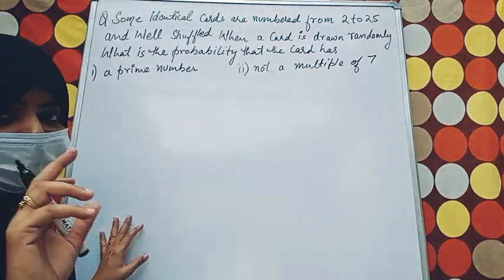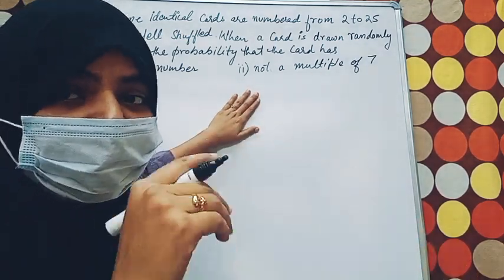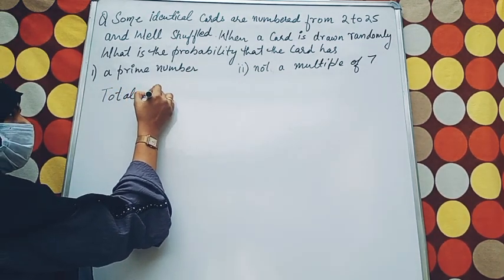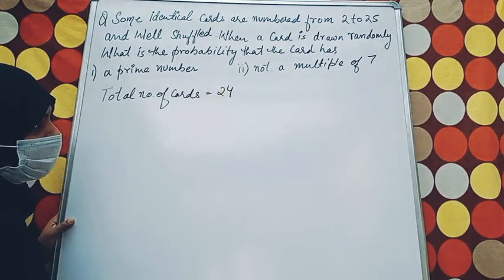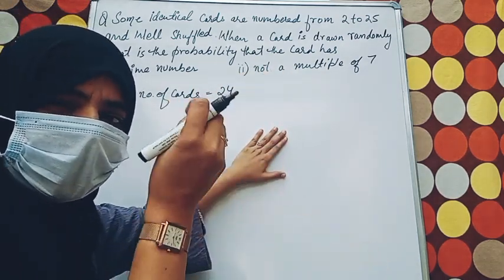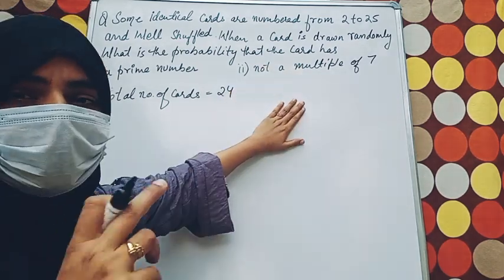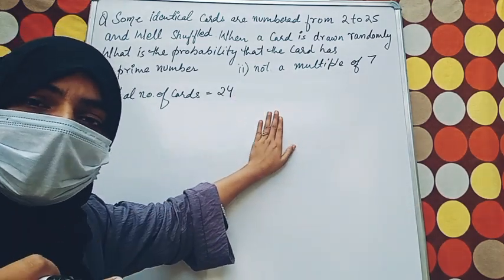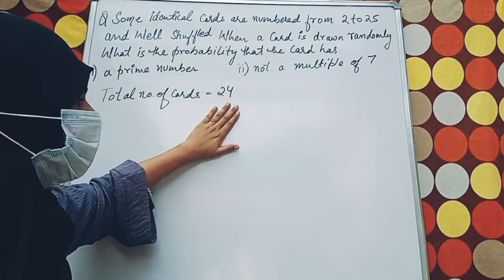See, first thing we need to know, it says numbers from 2 to 25. So we need to know the total number of cards. So we can say total number of cards equals 24. Why? Because it ranges from 2 to 25. If it would have been from 1 to 25, then it would have been 25. If it would have ranged from 3 to 25, then 23 cards would have been there. Getting my point? So there are only 24 cards.